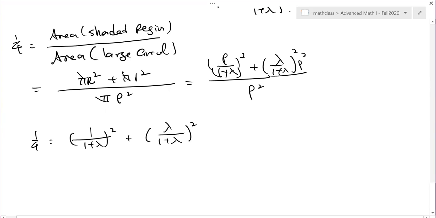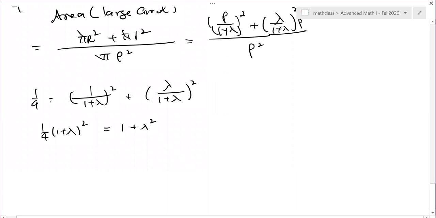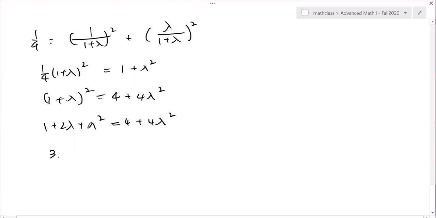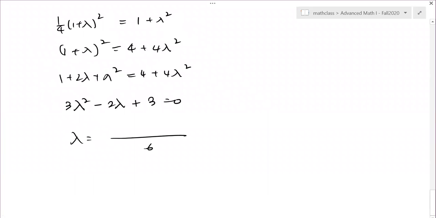So both sides you multiply by 1 plus lambda squared. Okay, and then you solve the problem. So you can multiply by 4. So 1 plus lambda squared equals 4 plus 4 lambda squared, and you solve this problem. So it's great, you get a quadratic equation. Okay, then from here you solve for lambda.